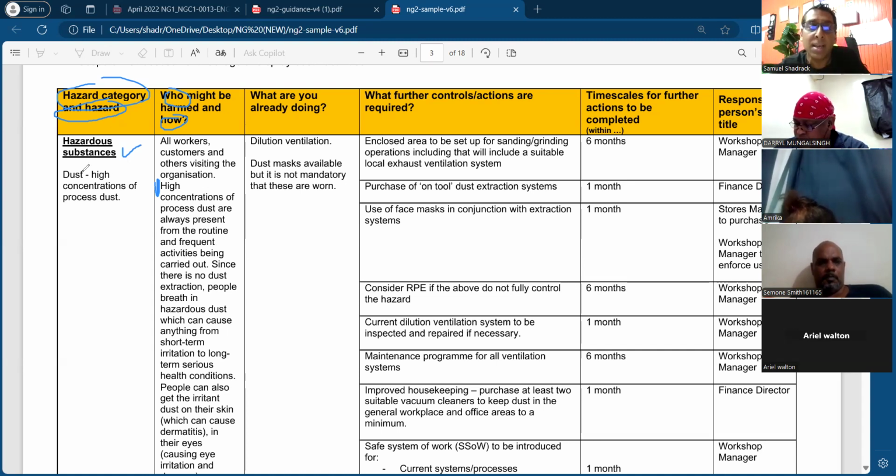And that's what you're seeing here: high concentration of processed dust. Do you think you get it a bit, folks? You have to read, write, and spell for NEBOSH. You have to explain how your hazard could affect them. That's what they say. A high concentration of dust is always present from the routine and frequent activities being carried out. Since there is no dust extraction in place, people are breathing in the hazardous dust.